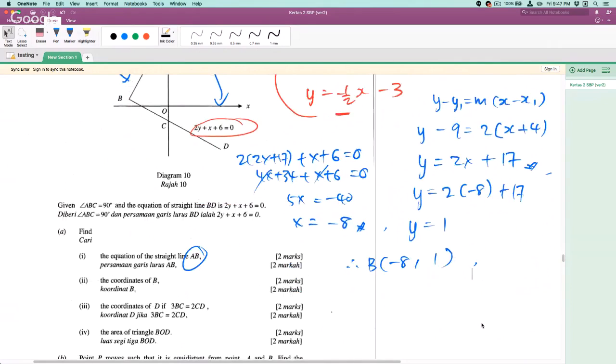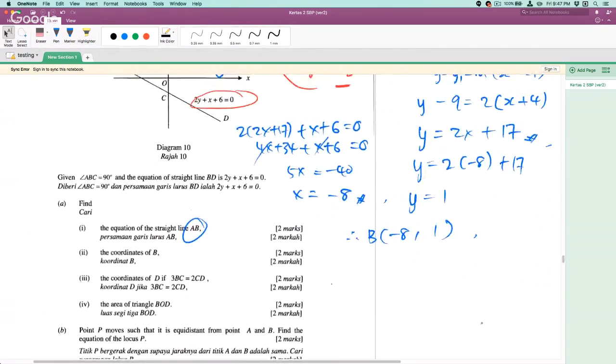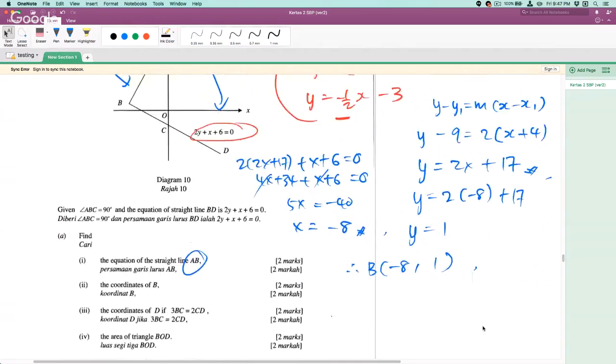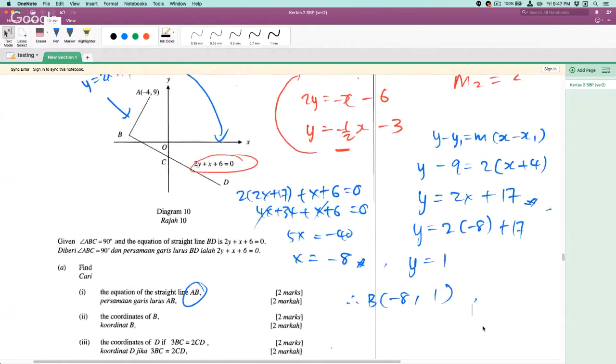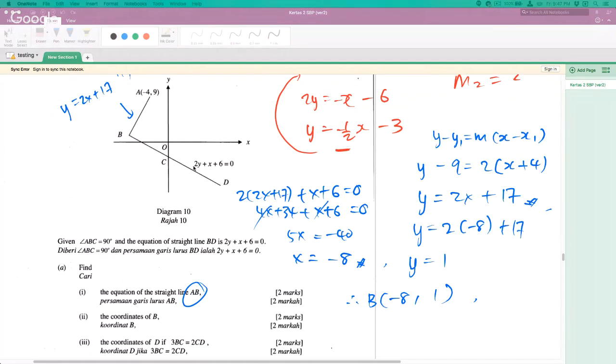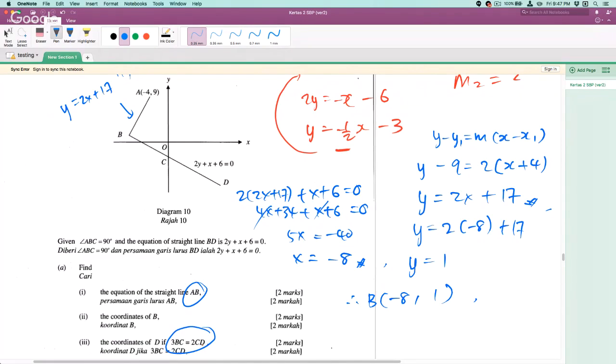Since we have the coordinate B already, find the coordinate D, which is 3CB equals 2CD. So yeah, we have to solve this thing. I mean the ratio. But the equation, let me write it down. Not sure we're going to use it or not later. 3CB equals 2CD. Whenever I see something like this, because I want to do ratio, the first thing that comes into my mind is always to make them into a fraction. So 3BC equals 2CD, right?